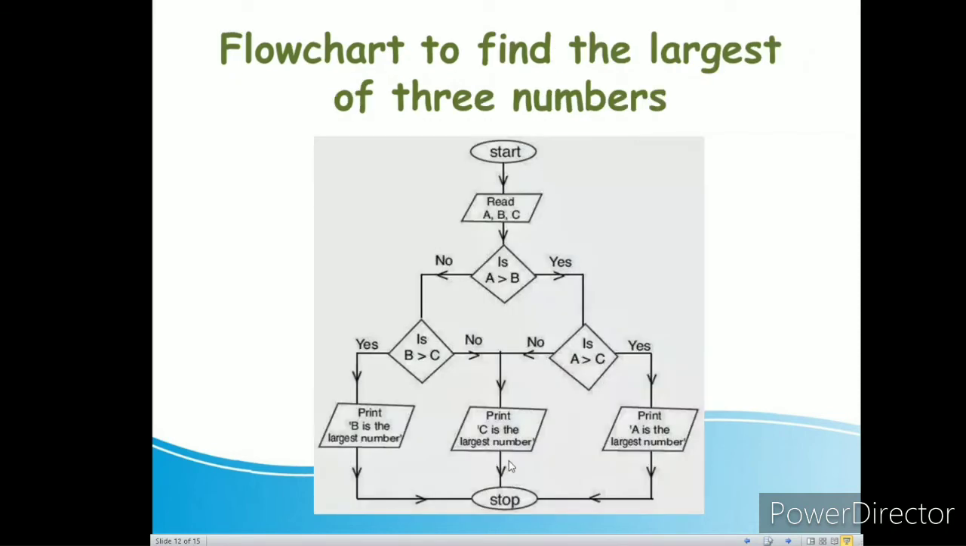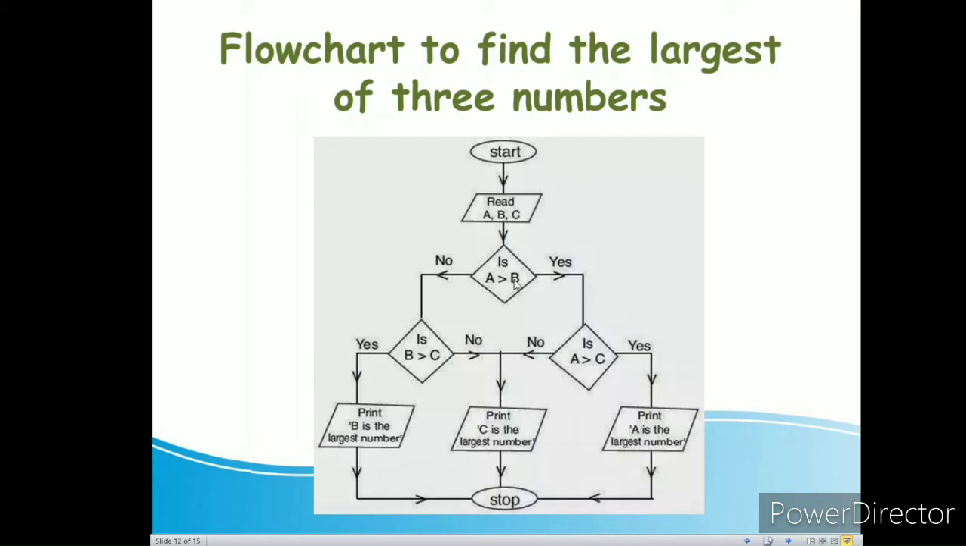Flowchart to find the largest of three numbers. It's an algorithm we did again. Start, oval, flow line. Logically it flows to the next step. Read the numbers A, B, C. Is A greater than B? Decision box. If yes, then again you have to check whether A is greater than C. If yes, then A is the largest number.